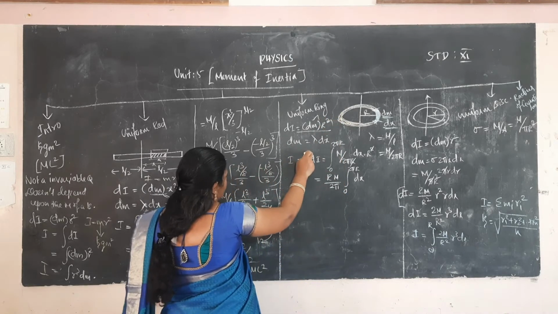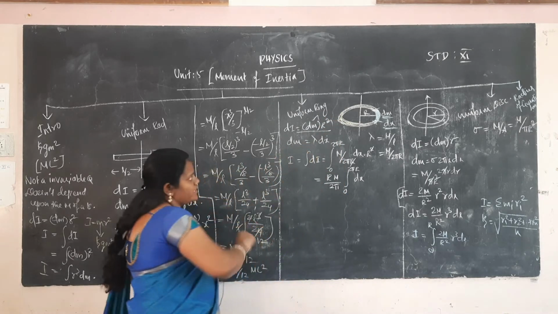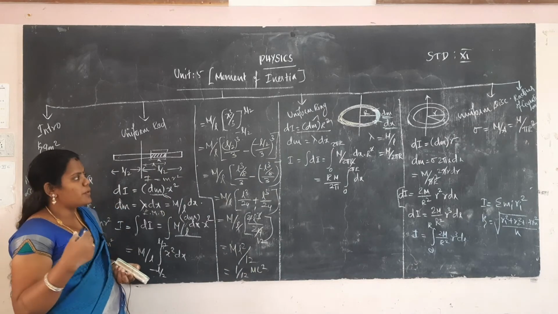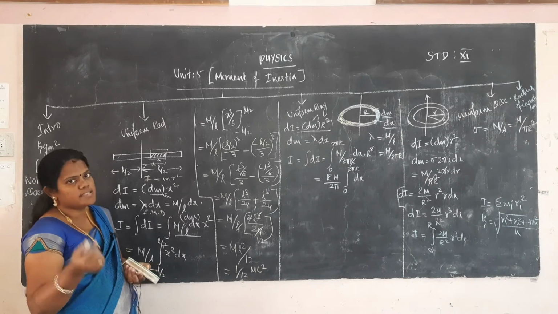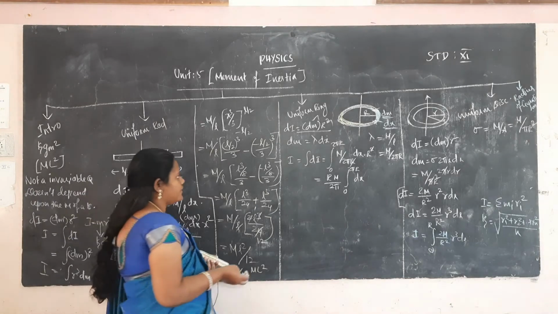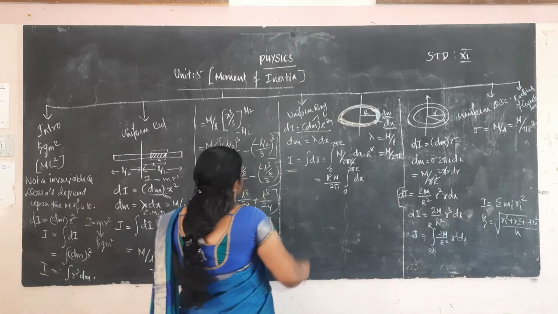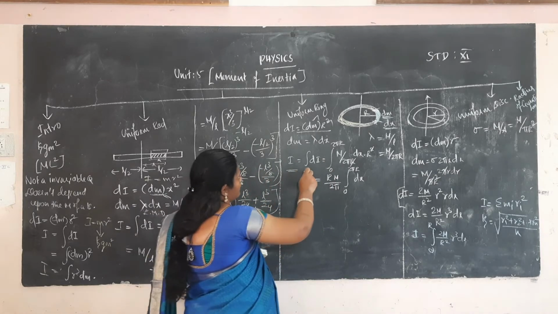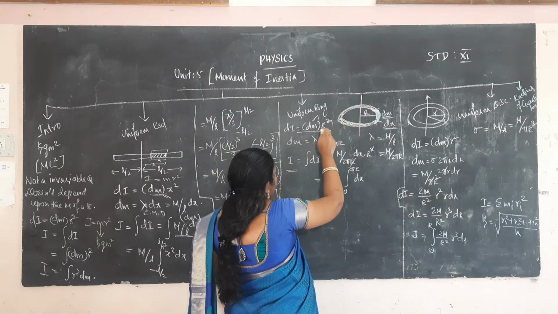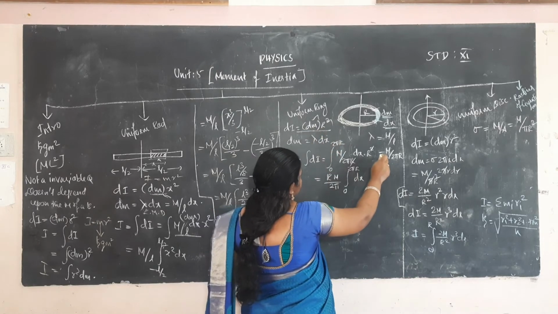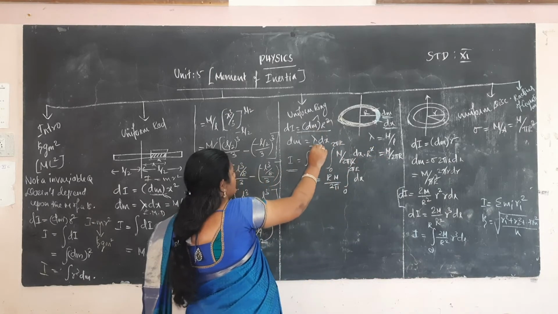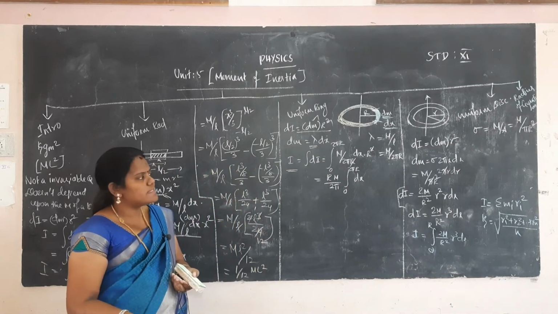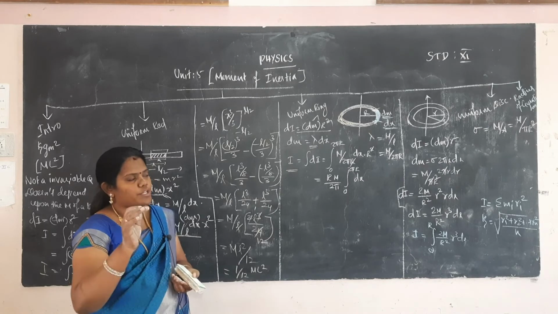So dm is equal to, already I told that in the previous one, dm is equal to lambda into dx, because linear mass density is the product of linear mass density and the distance. So lambda into dx, and then we want to calculate I is equal to integral of dI, substitute the dI value, dm into r square. Dm is, we want to calculate lambda value. Already I told that lambda is linear mass density. So linear mass density is nothing but mass per unit length.